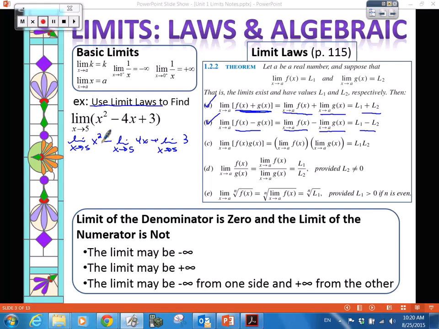So let's go ahead and work each limit by itself. So the limit as x approaches 5 of x squared, we would just substitute the 5 in. So I get 5 squared minus. I'm going to substitute the 5 in here, which would be 4 times 5 plus. And the limit of a constant is simply the constant. That's all it is. So now what we're going to do is just add all those up, and what do we get? We get 8.